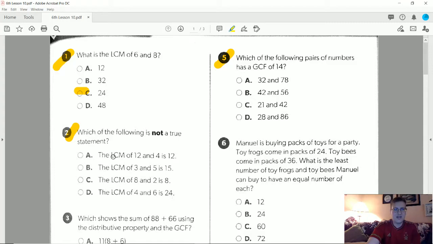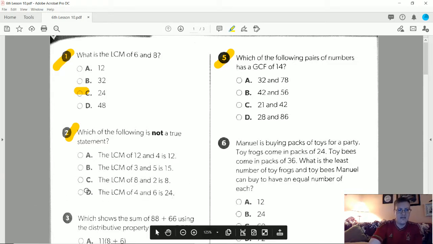So the least common multiple of 12 and 4 is 12. I can count by 4 to get to 12, and I can also count by 12 to get to 12. So that would be the first and least common multiple. This one is also a true statement. This one is also a true statement. The last one, the least common multiple of 4 and 6, should actually be 12, not 24. So that would be letter D.